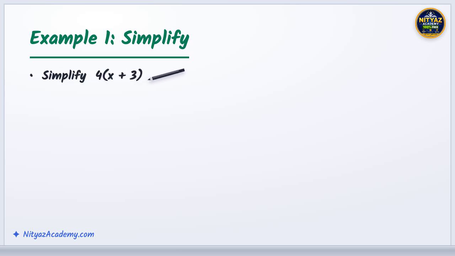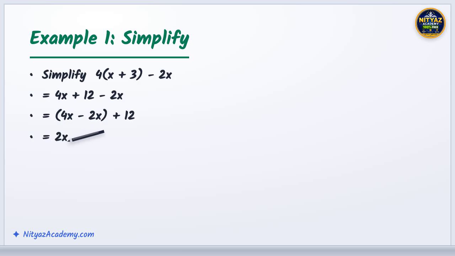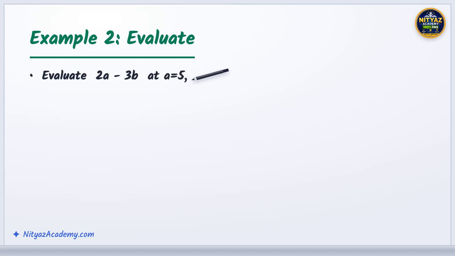Let's simplify 4 times the quantity x plus 3, minus 2x. First distribute the 4, that gives 4x plus 12 minus 2x. Now group the like terms. 4x minus 2x is 2x. The 12 has no partner, so it stays. The simplified expression is 2x plus 12. Distribute first, then combine.